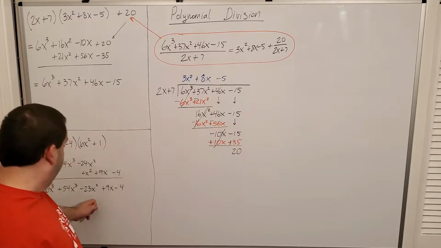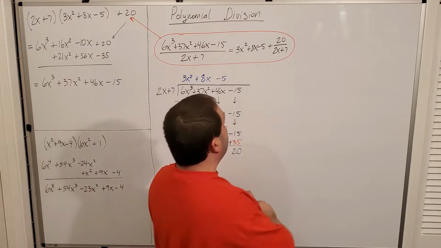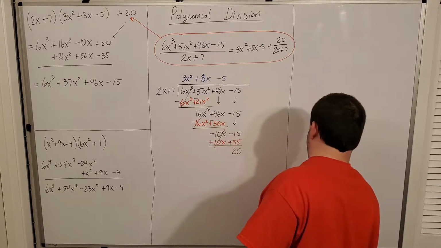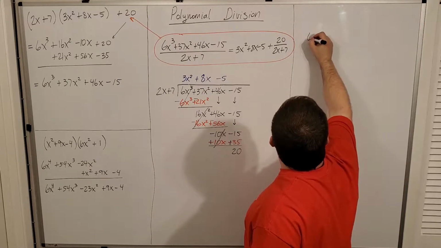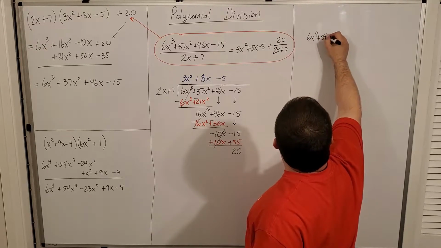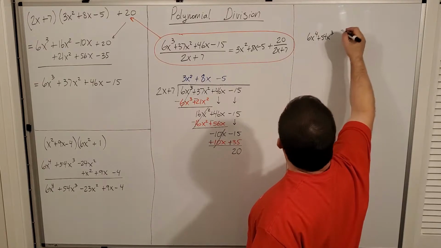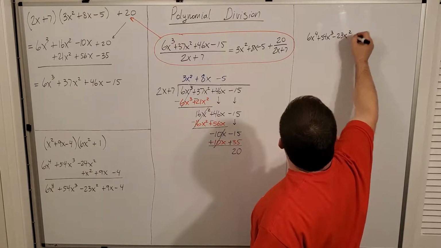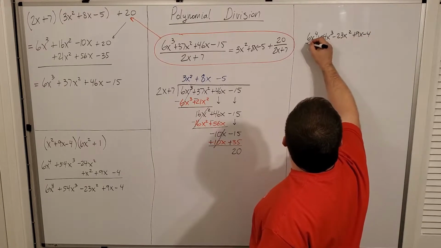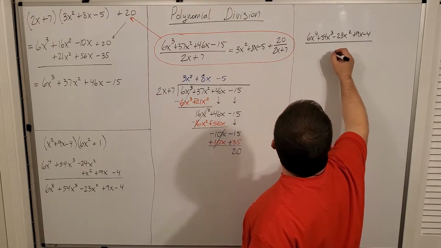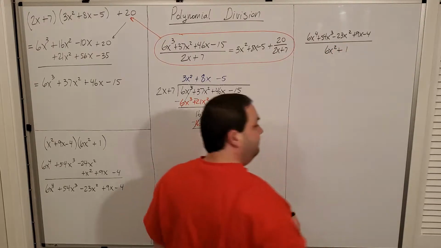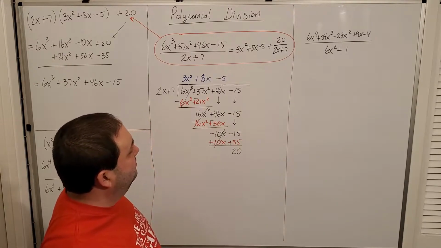Let's do it with this one right here. Let's do 6x to the 4th plus 54x cubed minus 23x squared plus 9x minus 4 divided by 6x squared plus 1. Okay? Let's do this.